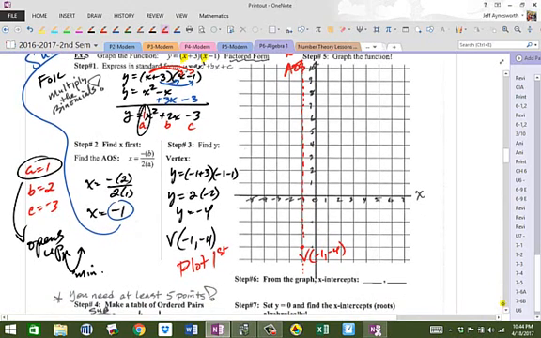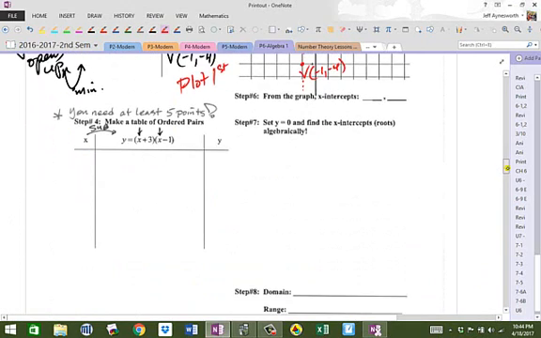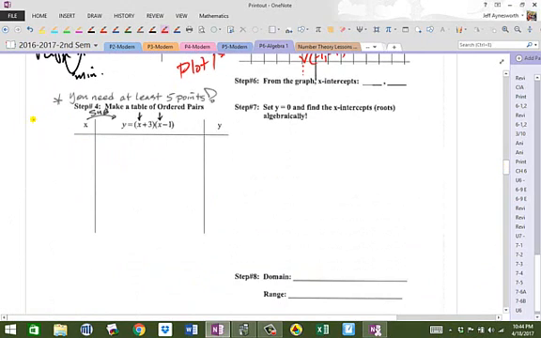Now, what we want to do is we need some points and we're going to reflect them. So always pick a couple points to the right of the vertex, like 0, 1, and 2. All right. So always pick a few points to the right of the vertex. So pick x values right of the vertex.